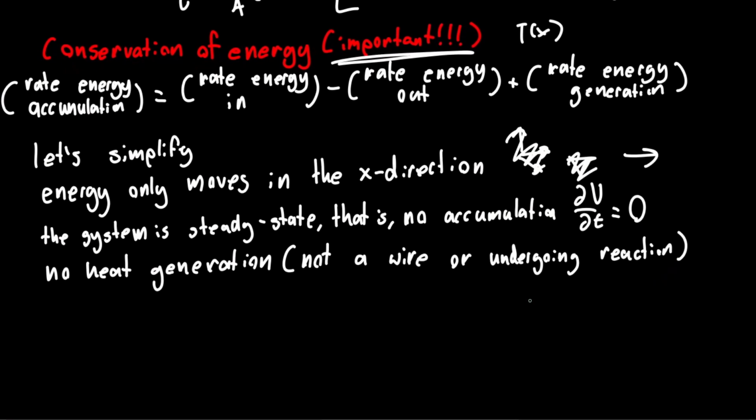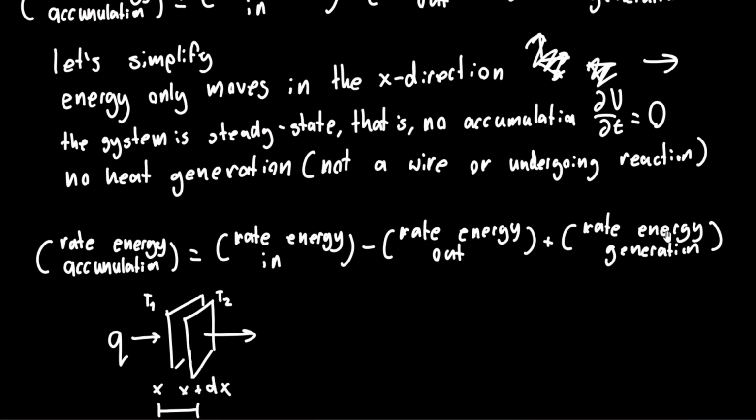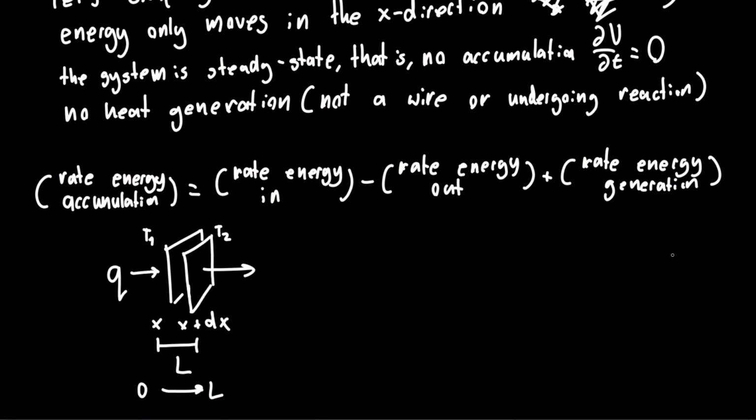There is no heat generation. The material is not a wire, it does not produce heat, there is no internal reaction going on where bonds are being broken to make energy. That isn't happening here. So with all this, let's do a derivation to get a temperature profile.